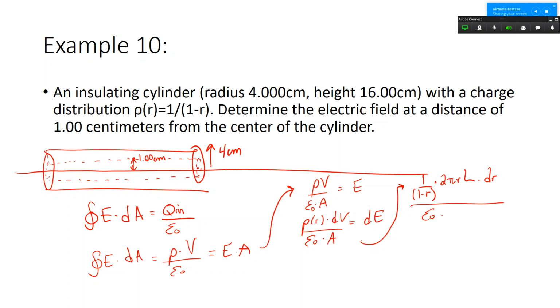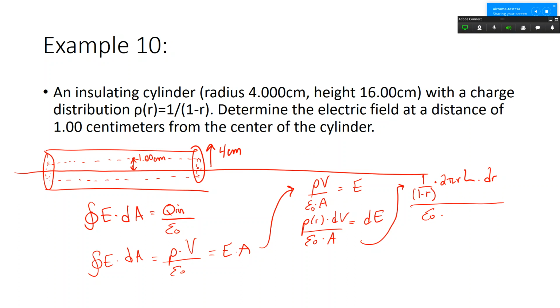Yeah, Elizabeth? I went from here because this is if everything was perfect and uniform, I could use this. But because it's not perfect and uniform, I have to add up all the little non-perfect parts to get up to the big full thing. That's how I went from there to there. So I changed this from rho v to rho dv so I can get my dE.